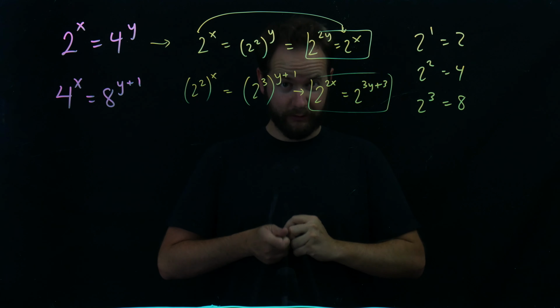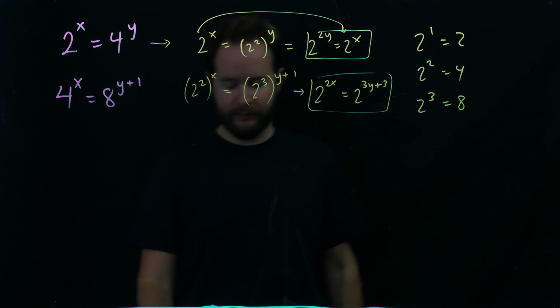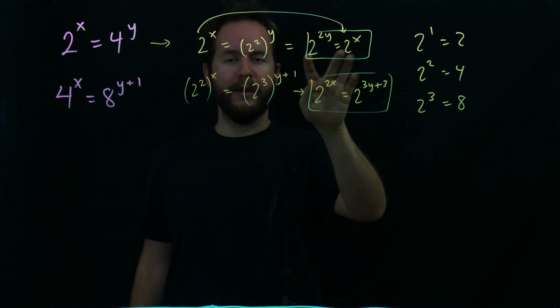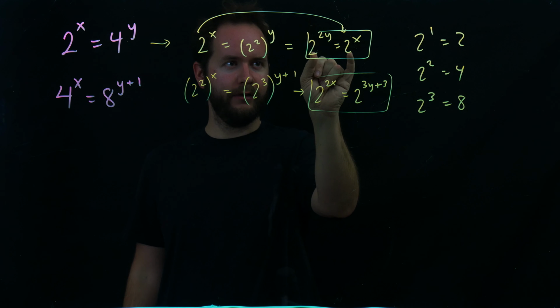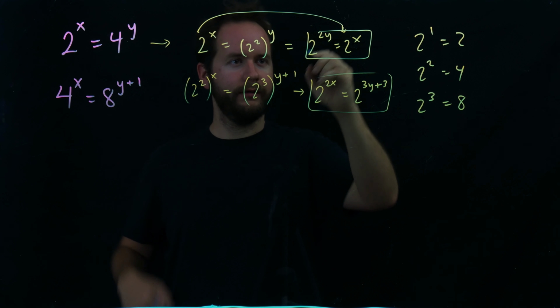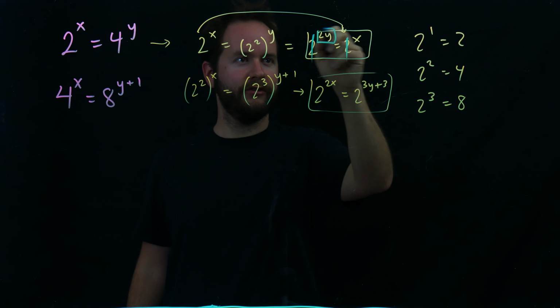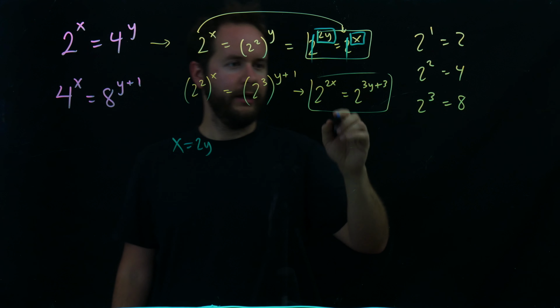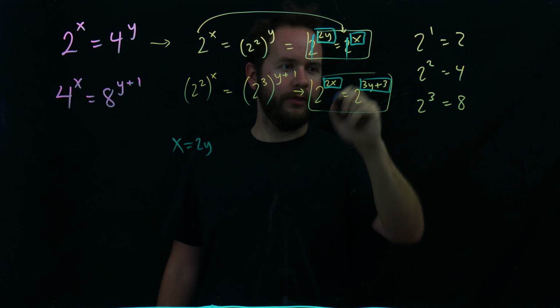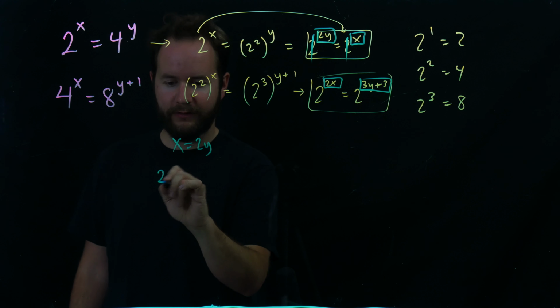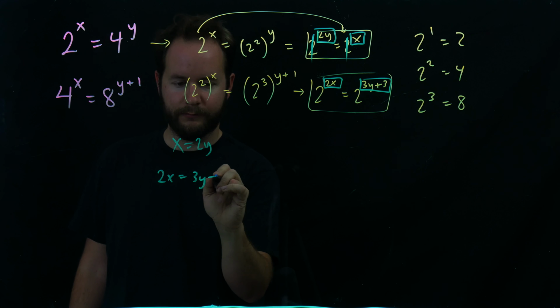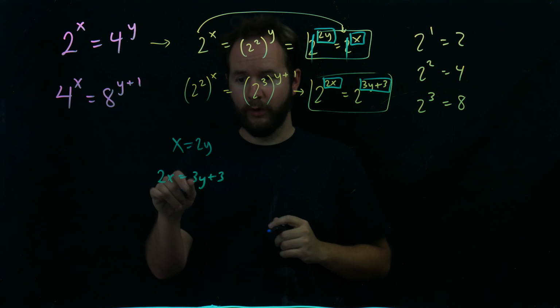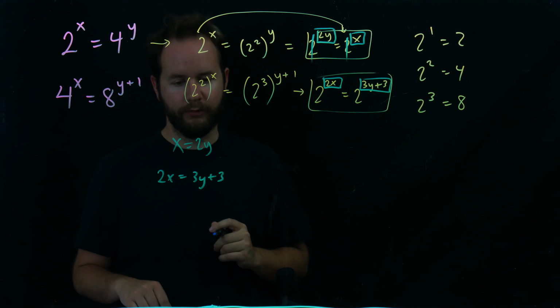Now you're thinking, oh, these look pretty scary. Actually, not so much. Now that the bases are 2 for both of the equations, I don't even need the 2's. These can go away. And I'm just looking at 2y equals x, so I have x equals 2y. And here I have 2x and 3y plus 3, so I'm going to set these two things equal to each other. So now I have two equations, x equals 2y and 2x equals 3y plus 3.